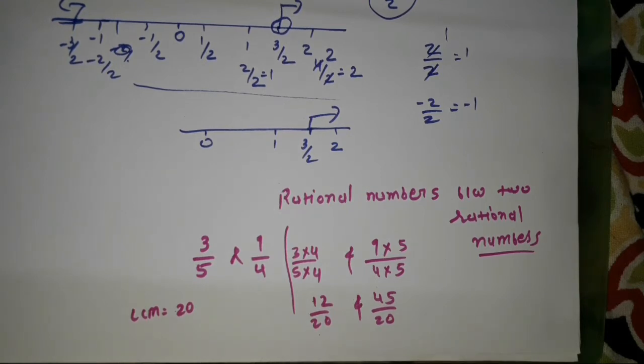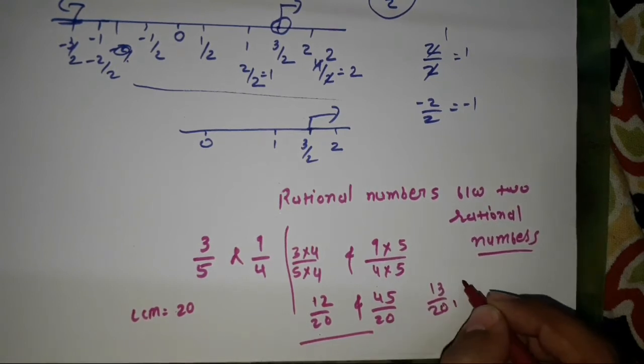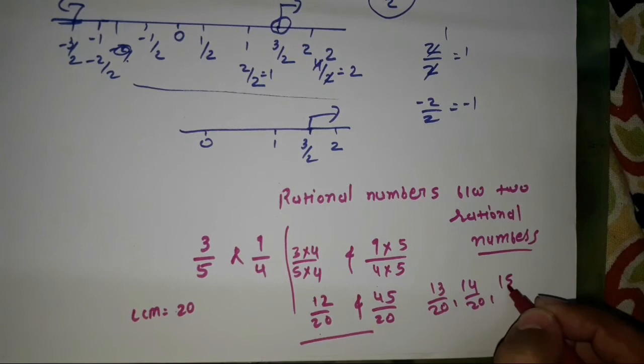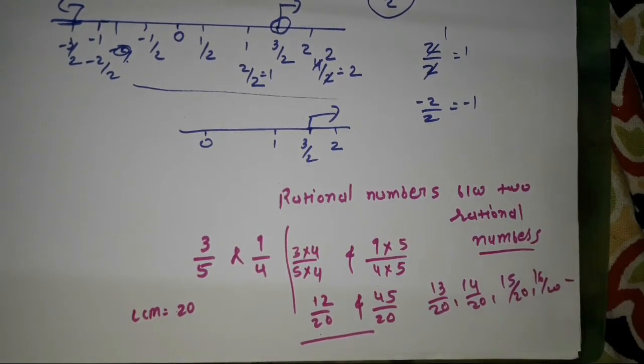Now we can easily find the rational numbers between these two numbers, because between 12 and 45 lie numbers like 13 upon 20, 14 upon 20, 15 upon 20, 16 upon 20 till 45 upon 20. We can find a number of rational numbers. In some questions, many students are confused: here we will get around 20 to 30 rational numbers, but we need more than that. So what can we do?